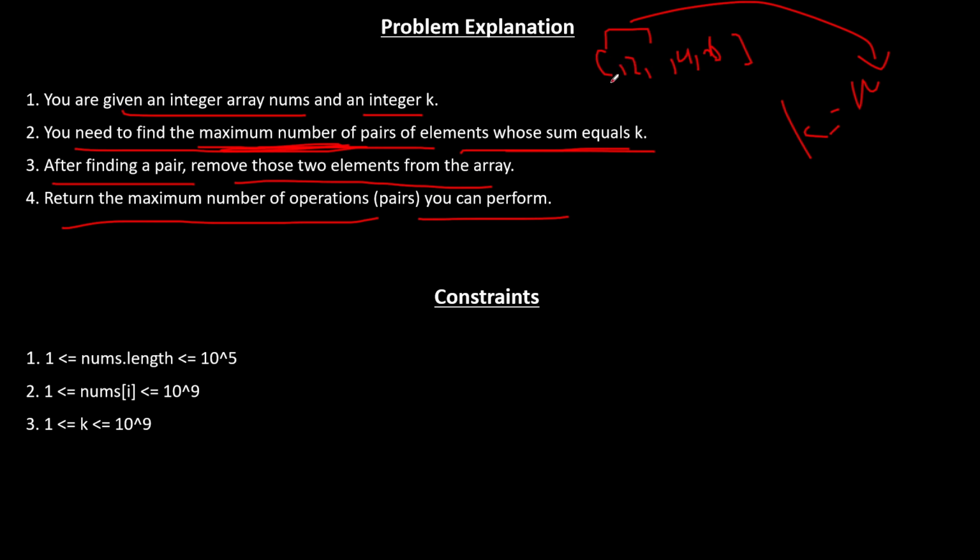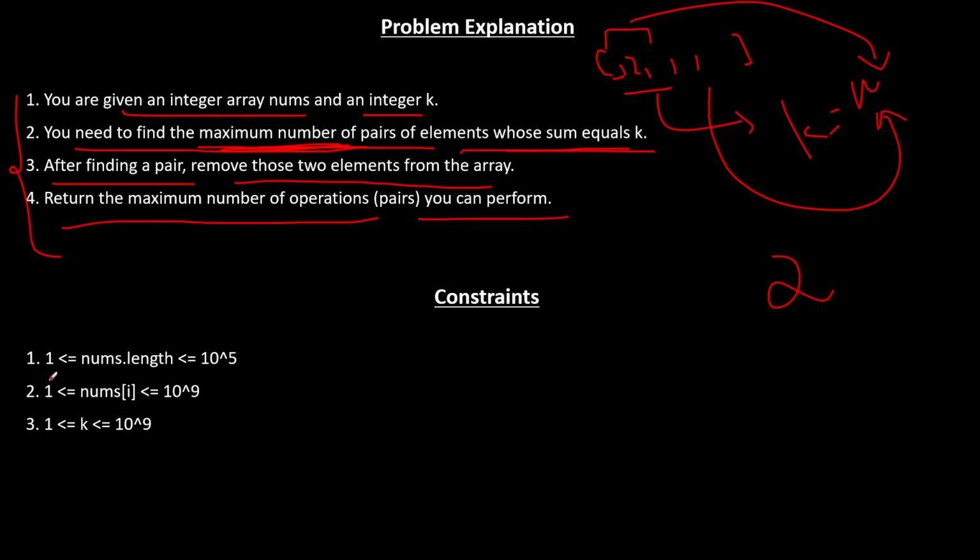And again, we have to find, let's suppose 4 and 6 also equal k. So we got a total of two pairs, right? And this 4 and 6 will also get removed. So this is what the question is asking, that we have to find a pair of elements whose sum equals k, and remove it from the array. That's all. I hope you understood the problem explanation.